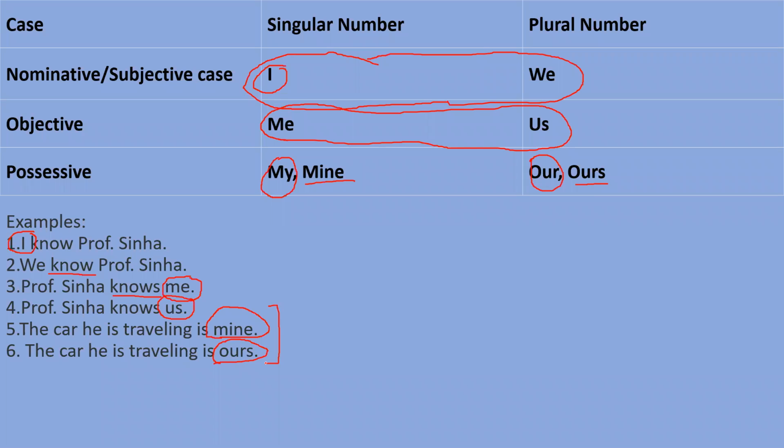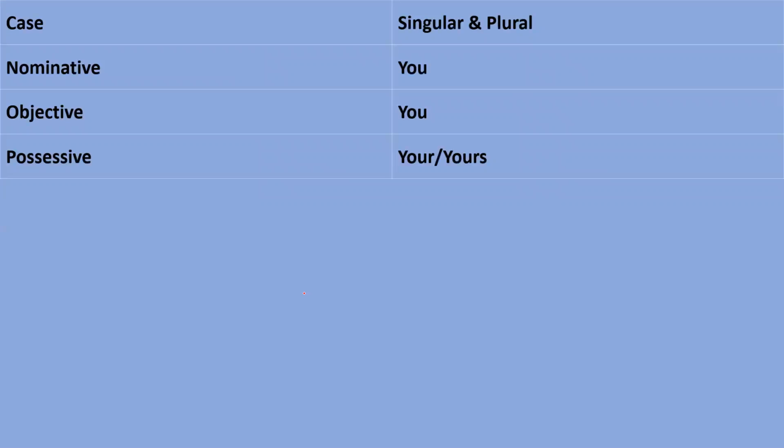I think now everything is clear. Now let's talk about the next. Let's talk about the second person pronoun. You is second person. You can be used as singular and also as plural. It is subjective case also, and objective case also. But when we talk about possessive case, your is an adjective, right? This word is an adjective here. But this word, yours, is a pronoun, because after your, meaning after the adjective, we have to write the noun, right?